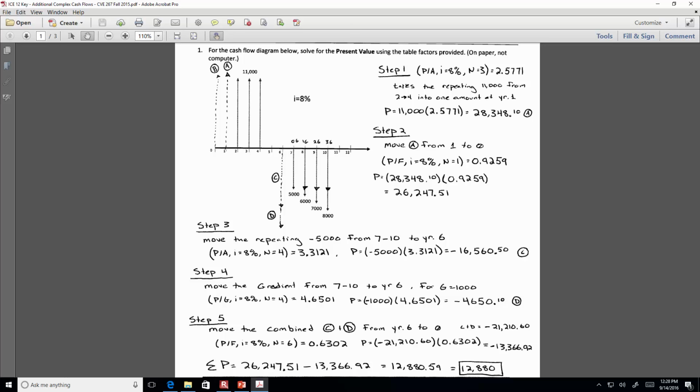There's more than one way to solve these, and so you don't have to do it my way to get the right answer. You could have started, for example, with the outflows instead of the inflows. In my case, I started with the inflows, but you don't have to do it that way.